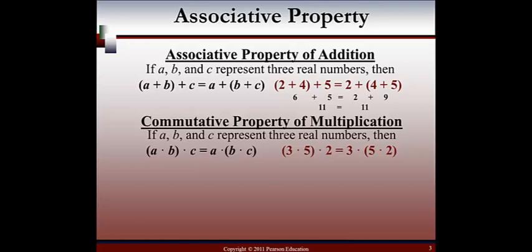So let's work this out. Again, we're just doing order of operations, so we have to do parentheses first on the left. So that means we're taking 3 times 5, which is 15. Then we're multiplying that by 2, which will give us 30 on the left-hand side. On the right-hand side, again, we do parentheses first, 5 times 2, which will give us 10. Then we're taking 3 times 10, which will give us 30. On both sides, we are getting 30. That means the associative property of multiplication works.